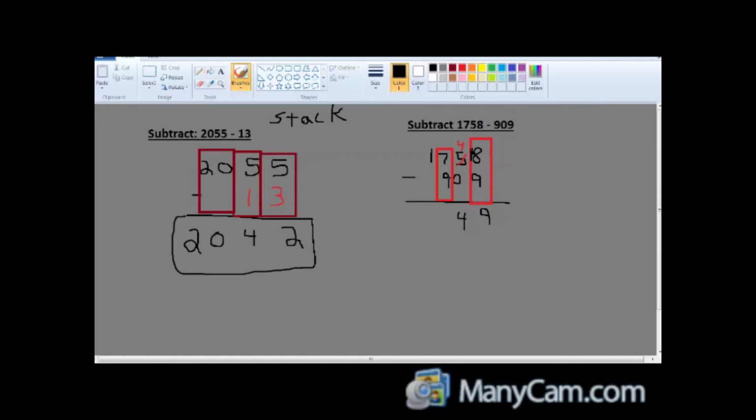Okay, and now we're going to do 7 minus 9. Uh-oh, you can't do that because it'll be a negative number. We do not want to have negatives. We're trying to keep it positive. Okay, so what you're going to do is you're going to borrow this 1, and that becomes a 0. And this 7 just becomes a 17 because we're borrowing that 1. And 17 minus 9 is 8.